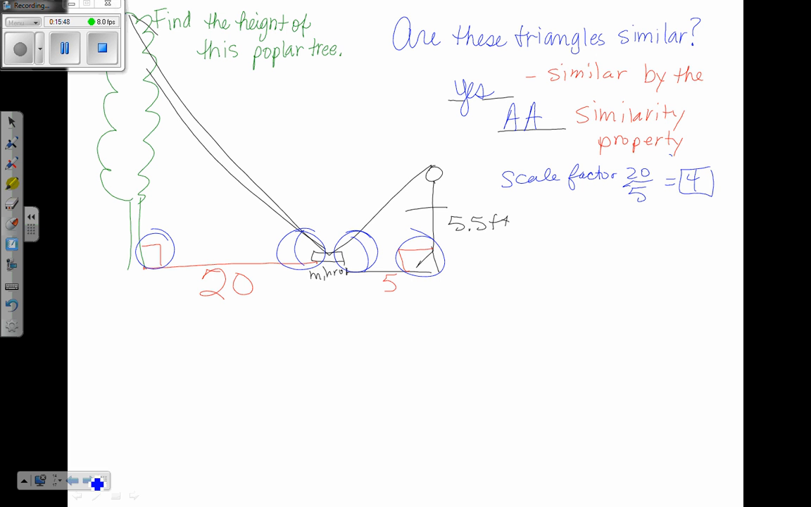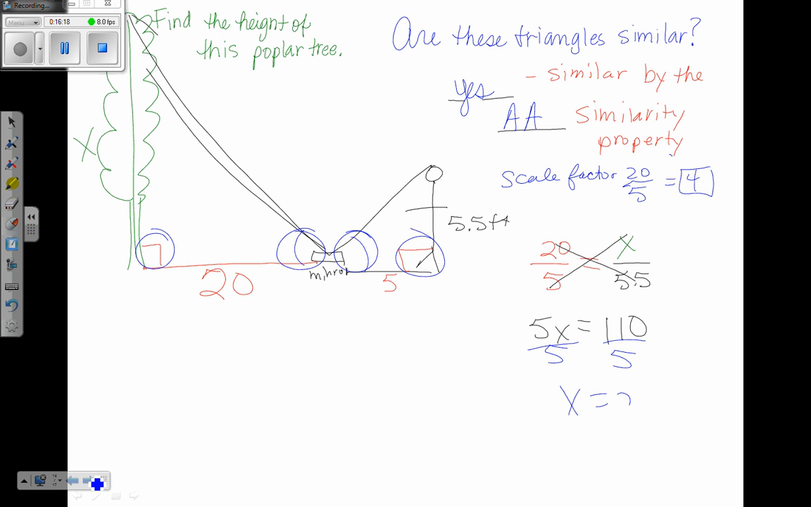And the way you're going to set up the ratio to find out how tall the tree is from here to here is 20, the larger triangle side, over 5 is going to equal x over 5.5. And you'll do cross multiplication to solve this. 5 times x equals 20 times 5.5, which I believe is 110. And when you divide both sides by 5, you get x equals 22. So the poplar tree is 22 feet tall.